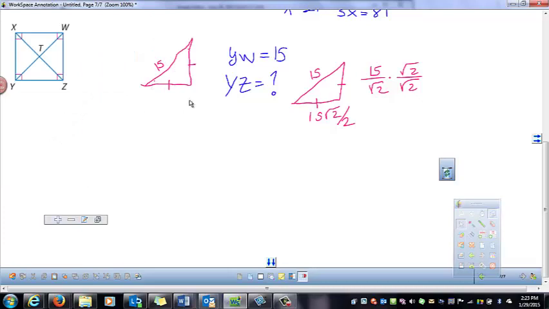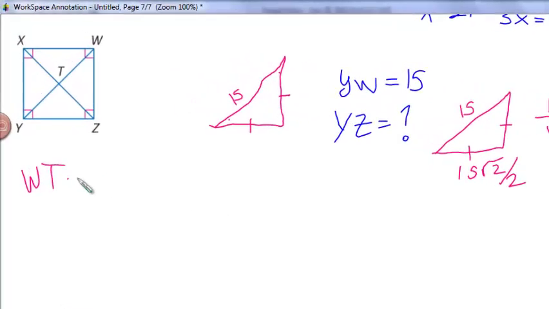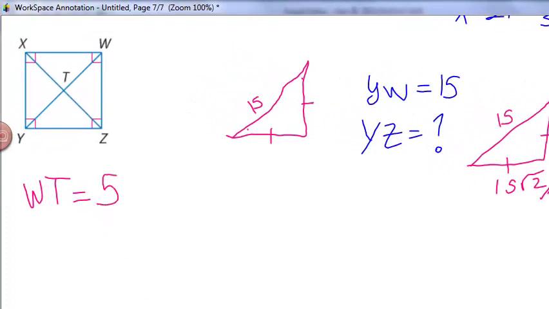So we're going to leave that picture there, I guess. Let WT is 5. Find ZX. So if WT is 5, then ZX will be 5 plus 5, which is 10.